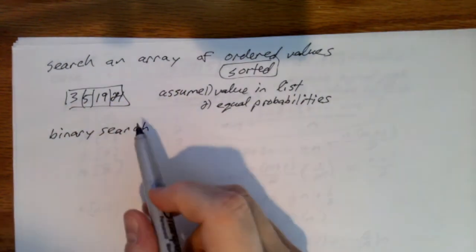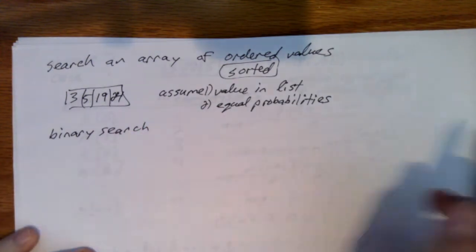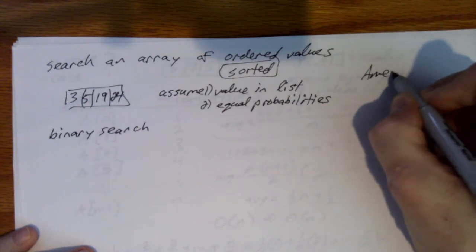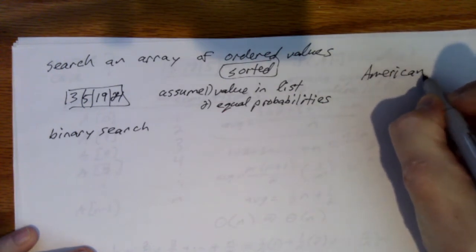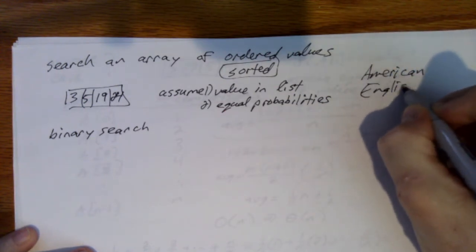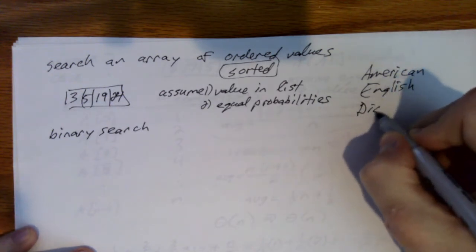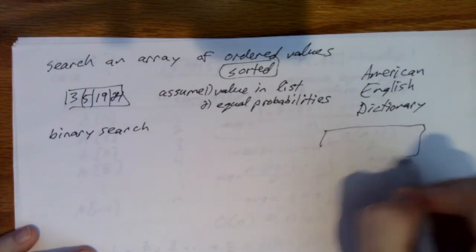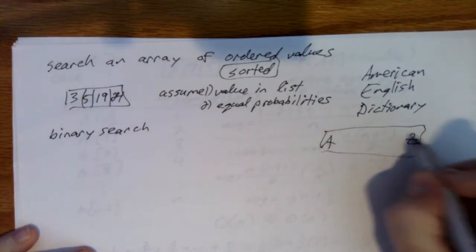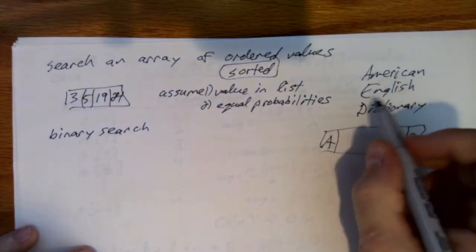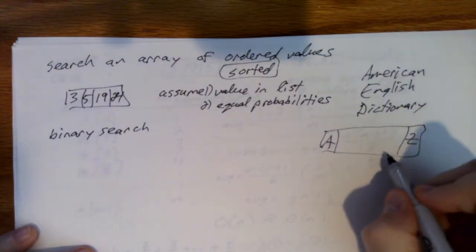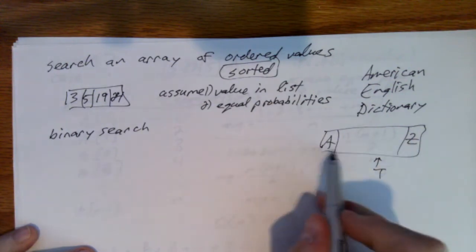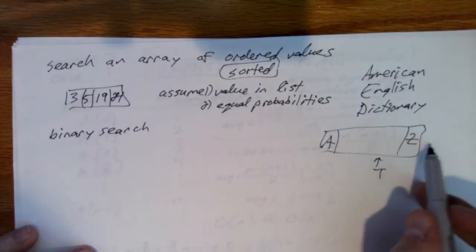When you look at words in a dictionary, you don't just pick positions at random, right? Like, for example, if I have an American English dictionary, which is what I would use, I go from A to Z, and if I'm looking for a word that starts with T, I'm going to look somewhere down here. I don't just start at the beginning and start working my way through all the words.